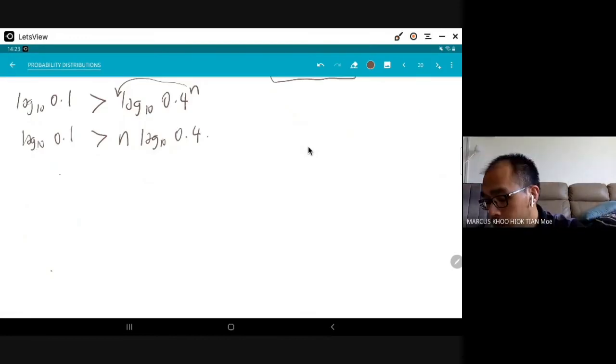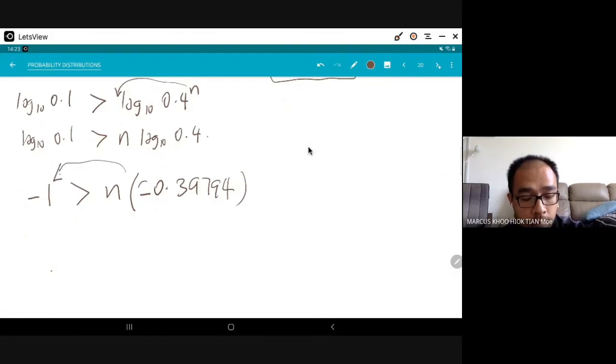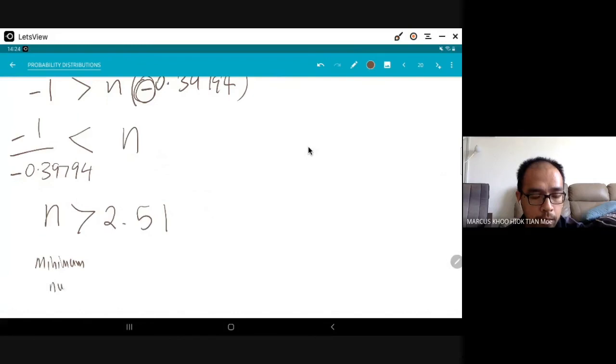Find the values first. Log 0.1 is negative 1. Okay, log 0.1 is negative 1, and log 0.4 is negative 0.39794. So when I move it across, because I'm dividing by a negative value, the inequality sign will change direction. So negative 1 divided by negative 0.39794 is this one, N. Therefore, N is more than 2.51. That means the minimum number N is more than 2.51. The closest to 2.51 but larger is number 3.